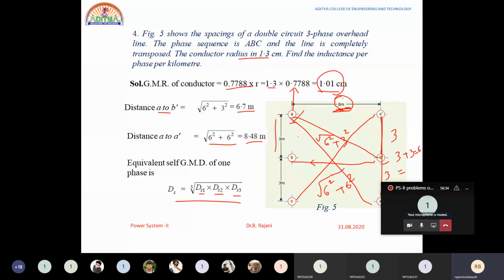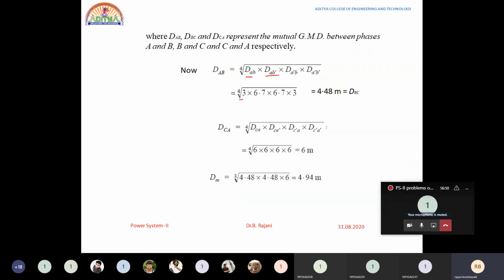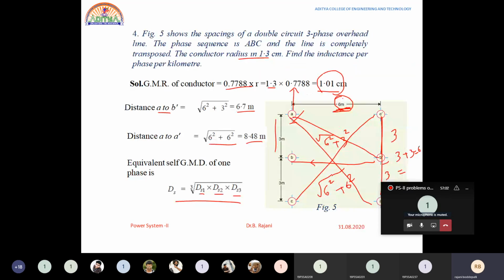AB dash is nothing but A to B dash over here. What is the distance? Root of 6 square plus 3 square. What is it? We are having 6.7 meters. That is what I had written over here, 6.7. Similarly, A dash B is also the same, 6.7. And here we are having A dash B dash. See, seeing the diagram is very important.